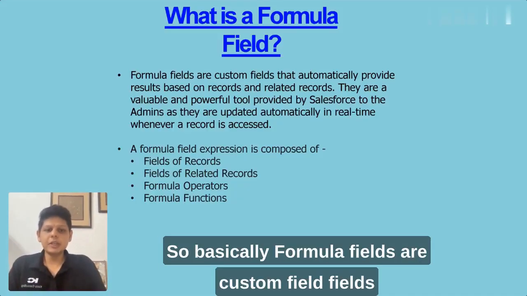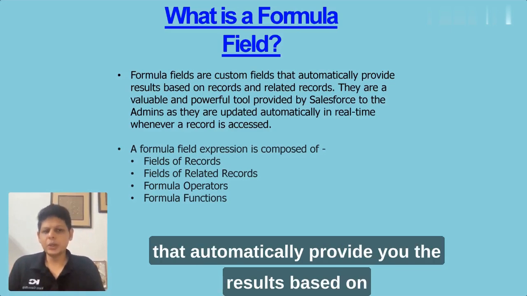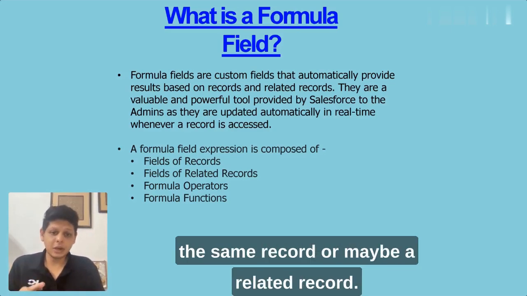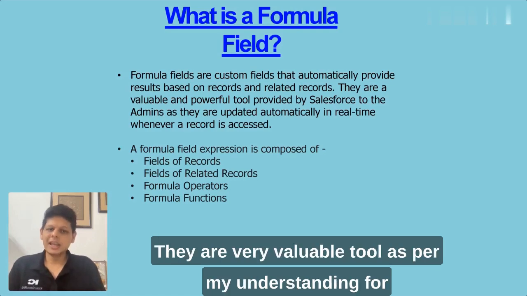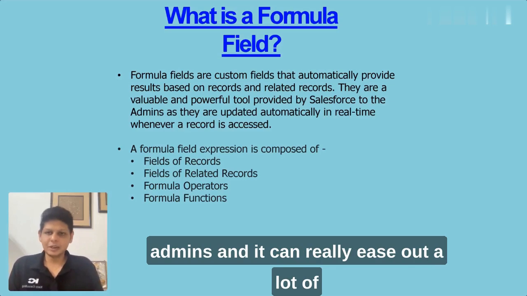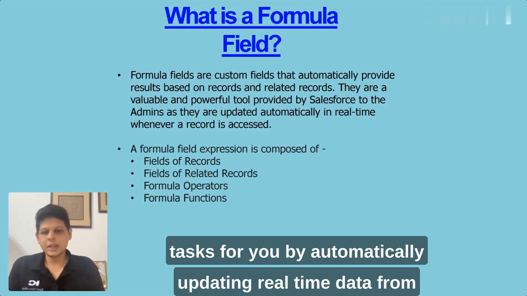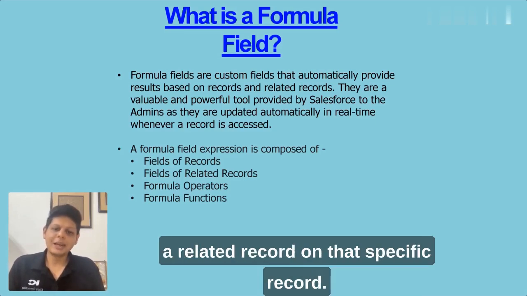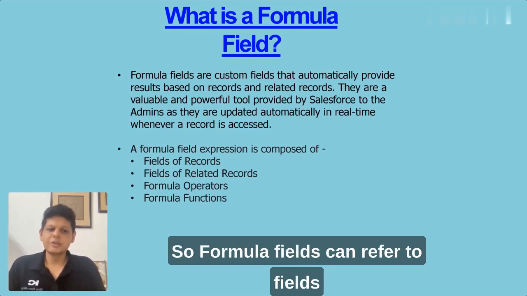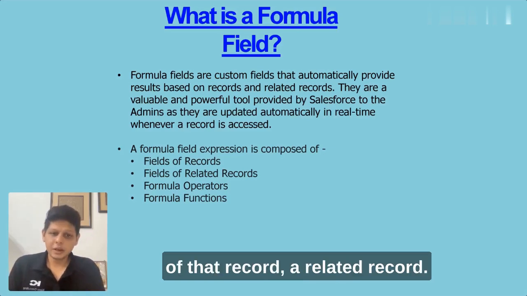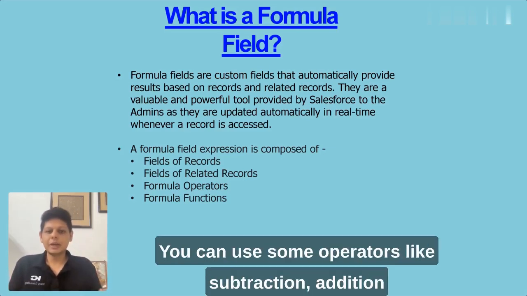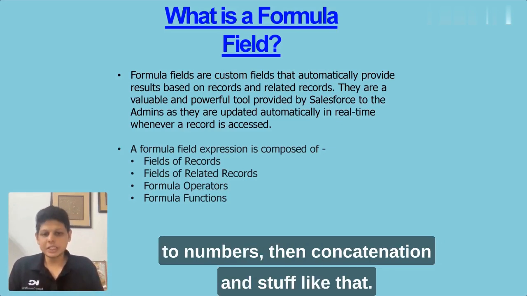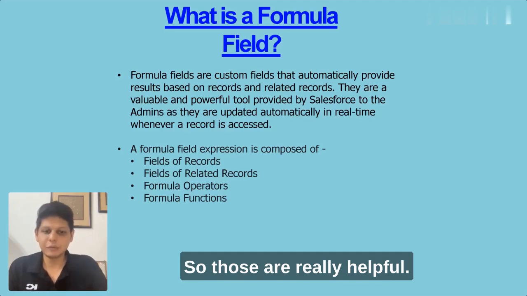So basically, formula fields are custom fields that automatically provide you the results based on the same record or maybe a related record. They are a very valuable tool, as per my understanding, for admins, and they can really ease out a lot of tasks for you by automatically updating real-time data from a related record or that specific record. So formula fields can refer to fields of that record or a related record. You can use some operators like subtraction, addition to numbers, then concatenation and stuff like that. So those are really helpful.